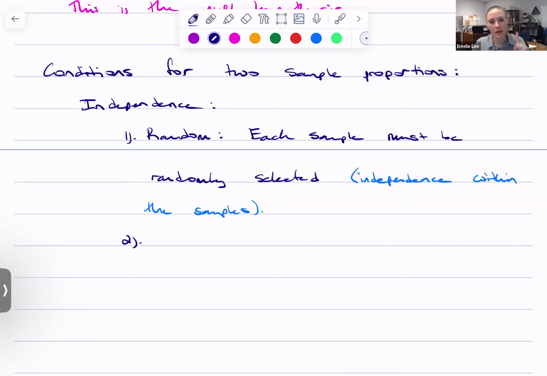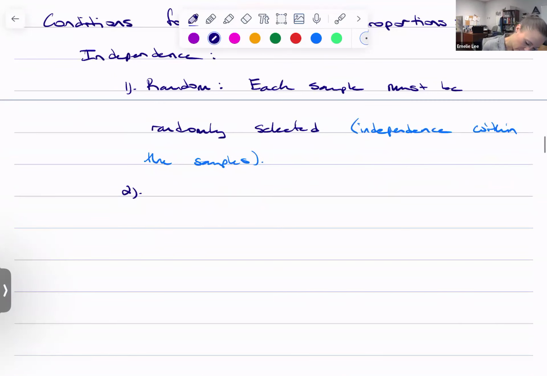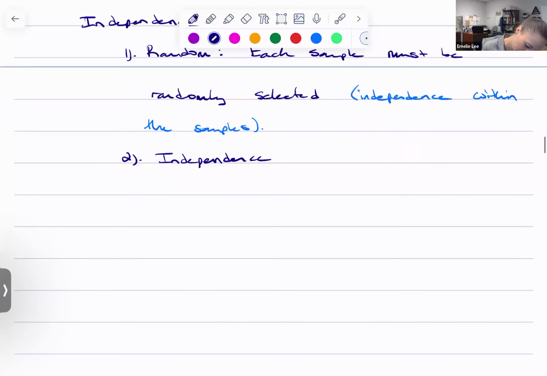The second condition, now that I have 2 samples, is that I'm assuming these 2 samples are independent of each other, right? And so we also need independence between the samples. Usually, if we've randomly selected each sample, then we can assume that we also have independence between the samples. Okay. And then the third one is optional. It's the n less than 10%, but now we use it for both samples. You don't need to remember this one.